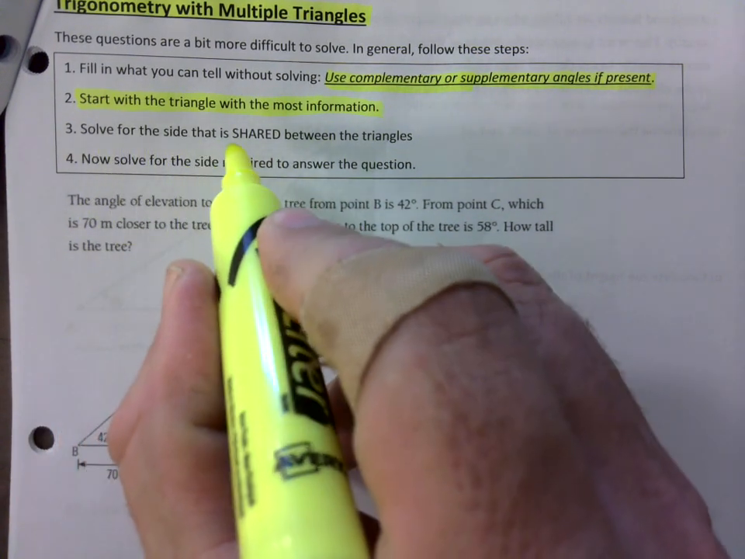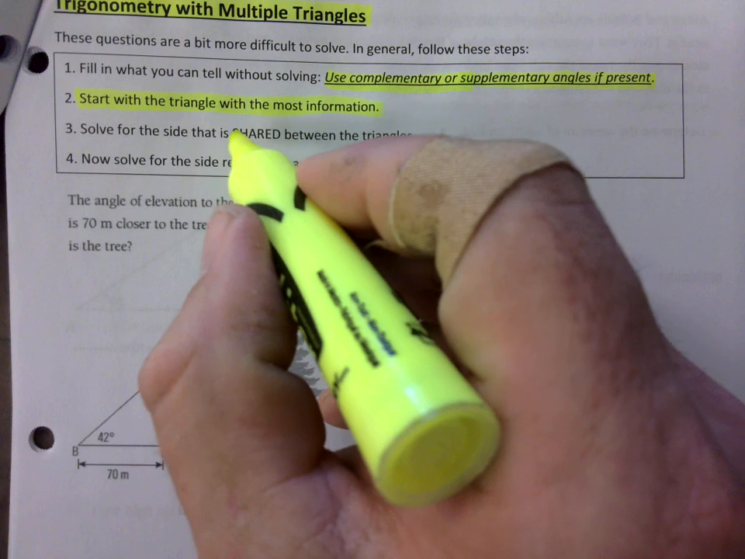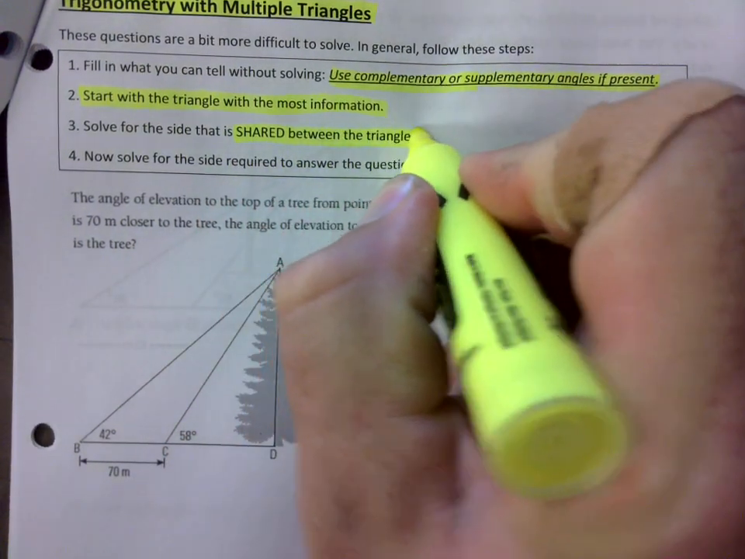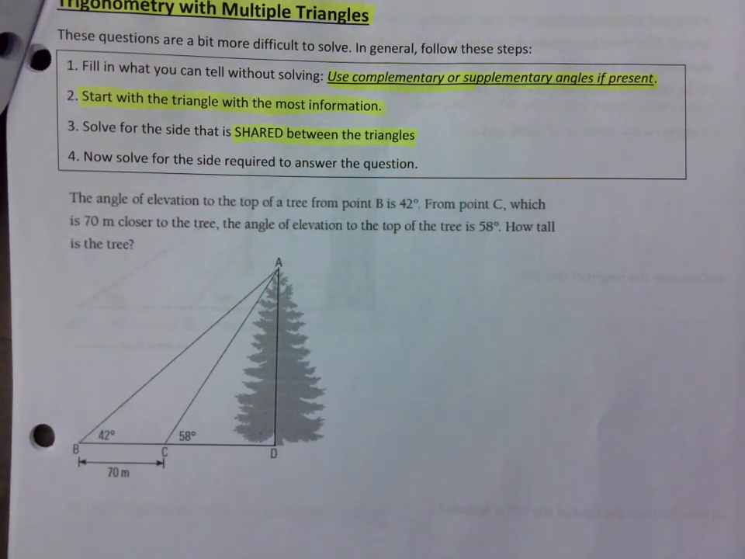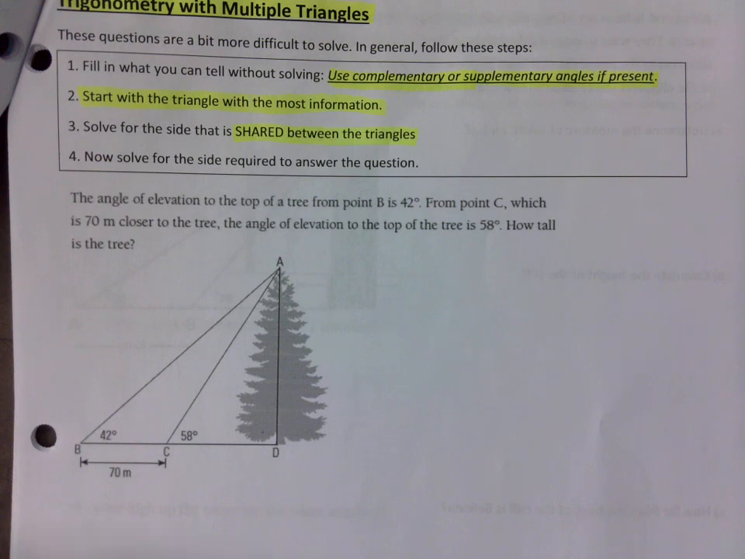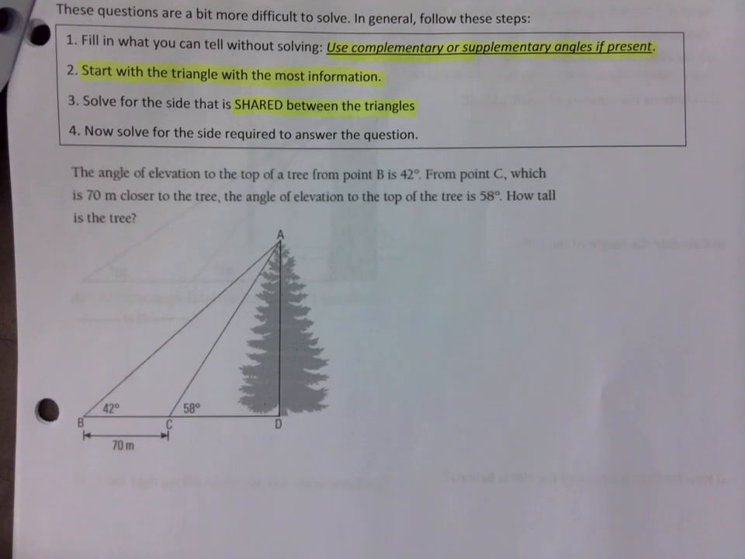Solve for the side that is shared between the triangles. I'm not so sure if this is necessarily a must, but it definitely will help you if you do that. It will be faster. Now solve for the sides required to answer, obviously. So some of you need steps. I don't think I necessarily follow them. It just flows after a while. You'll know you have to do those things. Okay, so here we go.